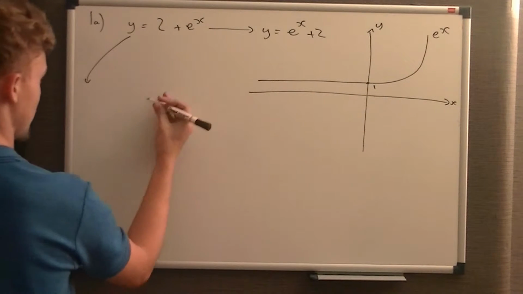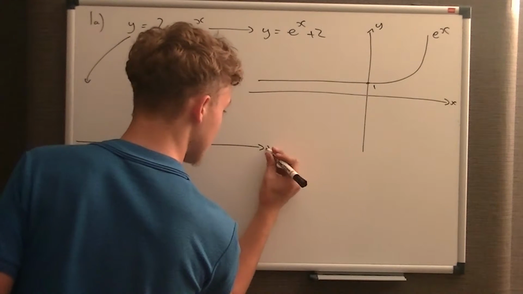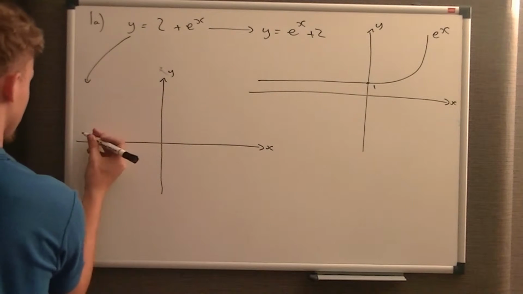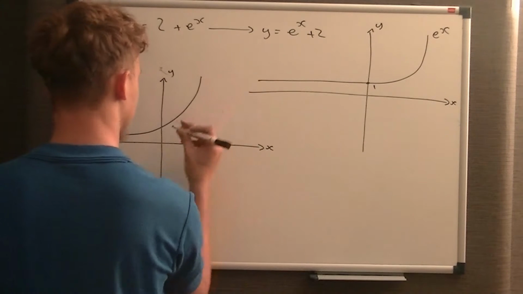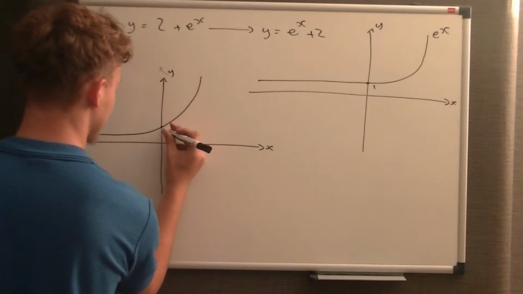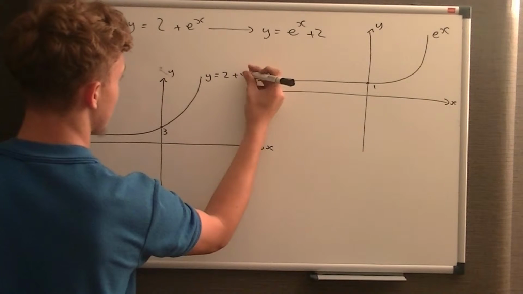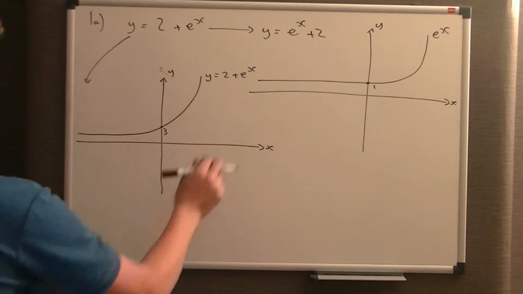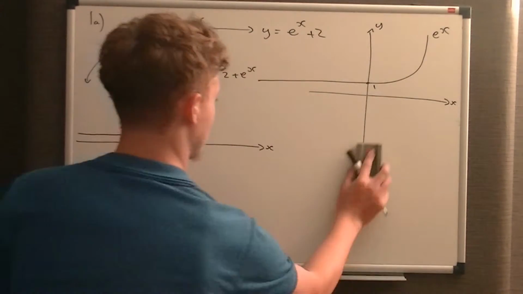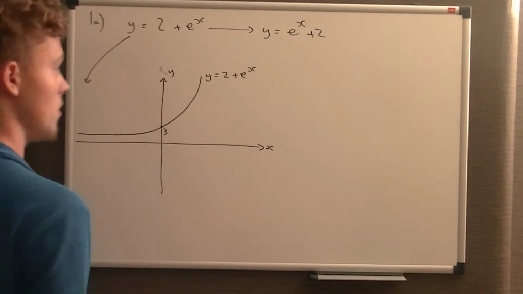So, if you remember that, we'll draw this again. Same sort of graph, but moved up 2 units. It looks slightly different, but it shouldn't be. So that's 3, 2 plus 1 is 3. So that's y equals 2 plus e to the power x. So that is the answer for question 1.